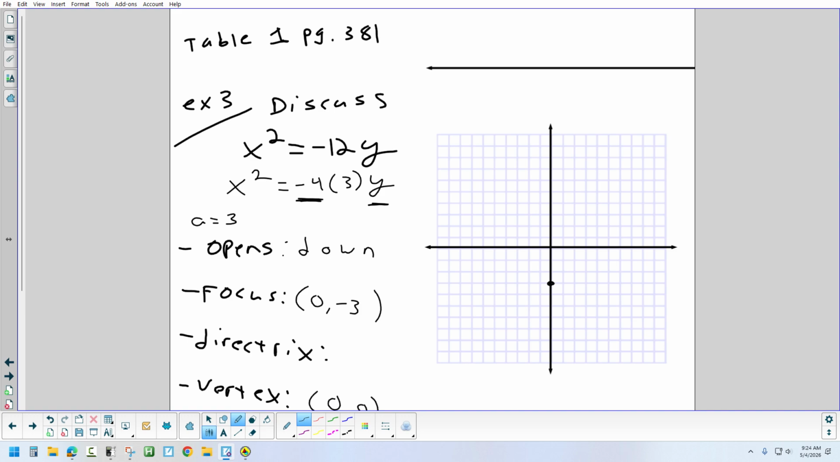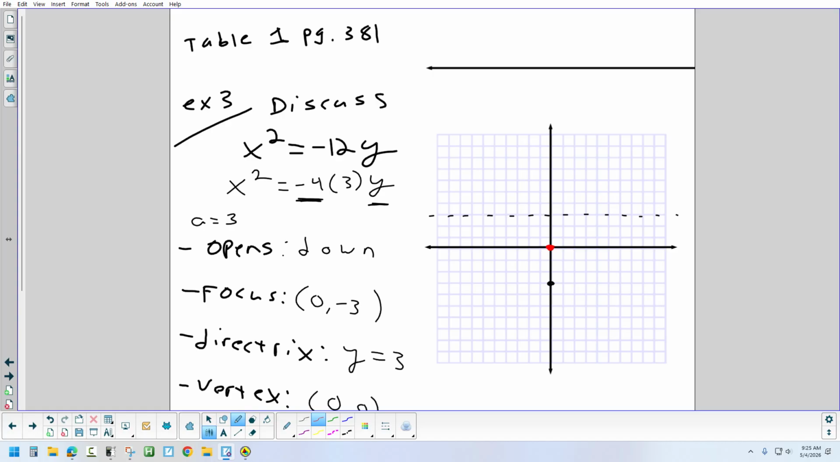And what about the equation of my directrix? This is what the parabola is going to bend away from. So equation, we've got to have an equal sign. Y equals 3. That's my directrix. Okay, let's get some points. Vertex, we already know. 0, 0.